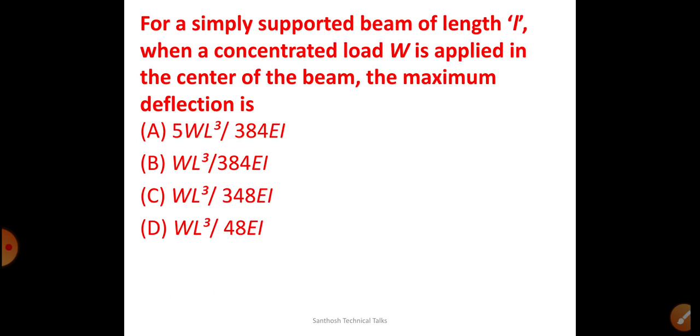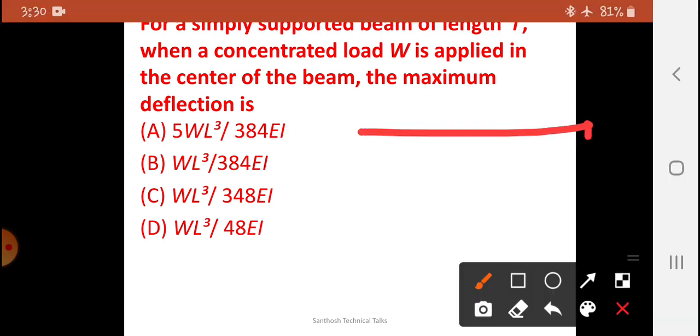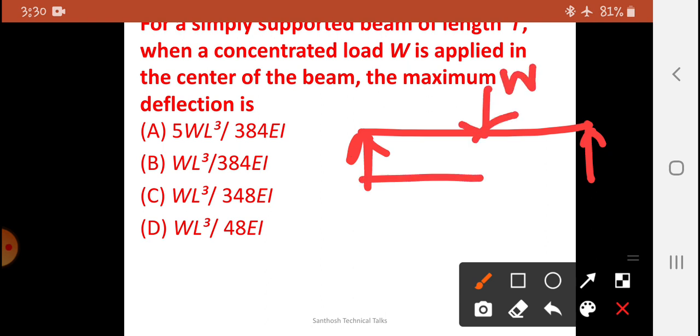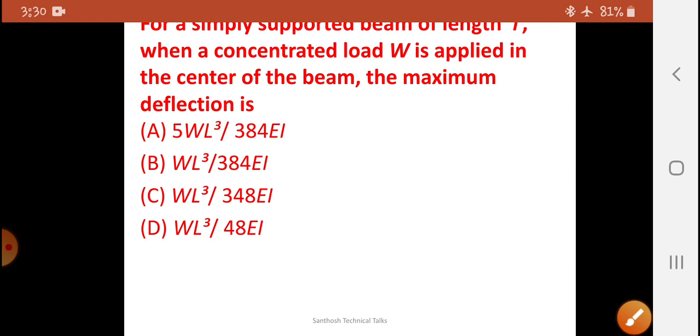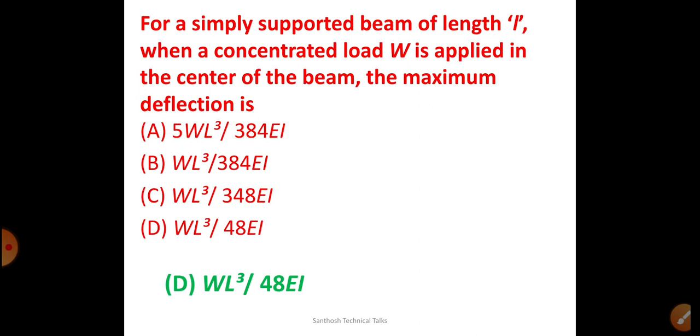And the next question, a very superb question. For a simply supported beam of length L, when a concentrated load of W is applied at the center of the beam, the maximum deflection will be. So they are asking about a simply supported beam. There is a point load at this center, L by 2. So what is the maximum deflection? Maximum deflection at the center of the beam will be WL cube divided by 48 EI.